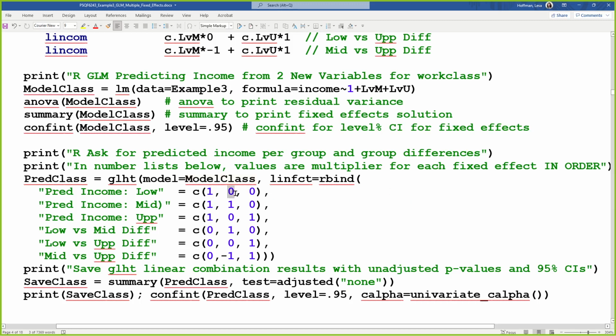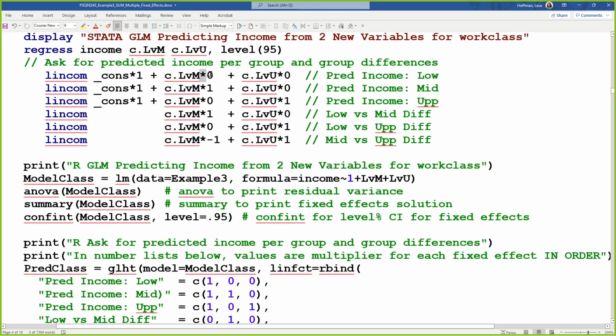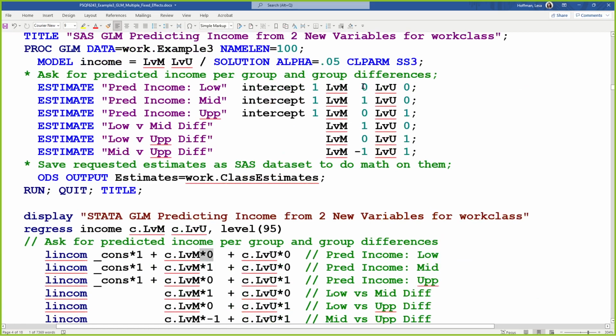The second column is what is the coding for that group with respect to L versus M. Well, if I want the prediction for the low group, it's 0. If I want the prediction for the middle group, it's 1. And the prediction for the upper group is also 0. Then the last place is what is the value of the predictor variable that corresponds to L versus U. And it's only 1 if I'm talking about the upper group. So the values are the multipliers that show up with the asterisks in Stata, or that are just the straight values listed in the code in SAS.